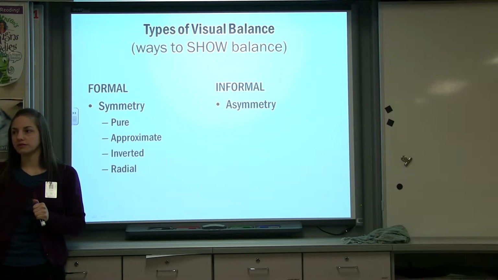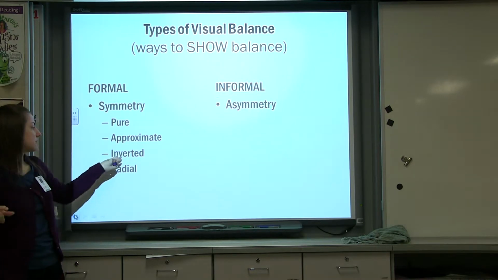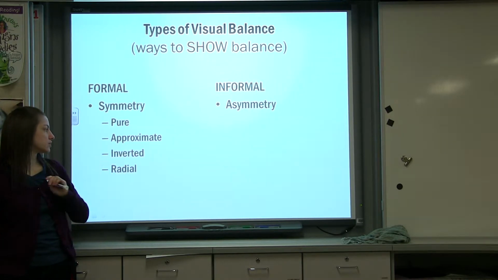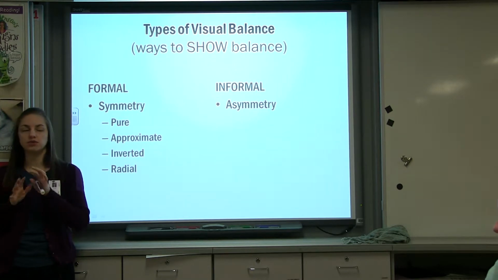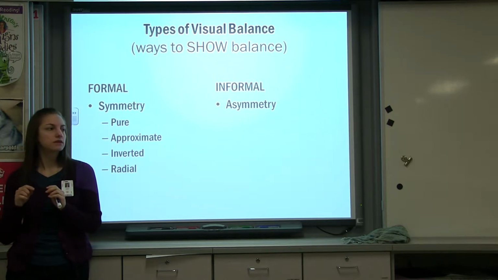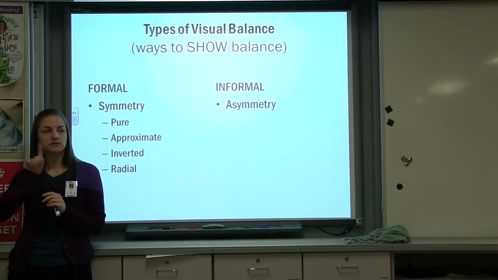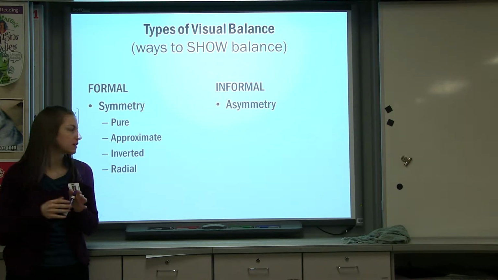Anybody a big fan of roller coasters? You guys know what an inversion is on a roller coaster? What direction do you go if you go through an inversion? You go upside down. Okay, so upside down is our key for inversion or inverted symmetry. With inverted symmetry, one side is upside down. And then radial symmetry means that it goes around symmetrically in a circle. Yep, I gave you a big clue there when I said around.